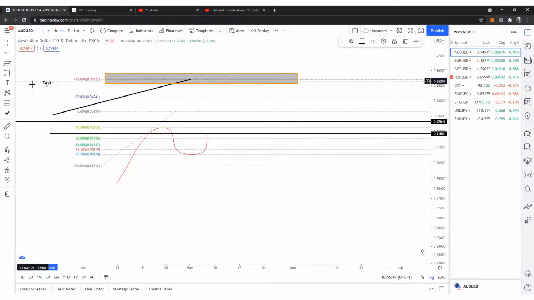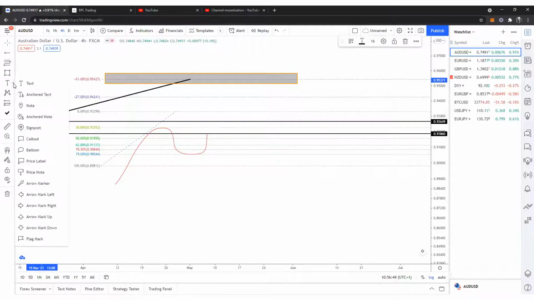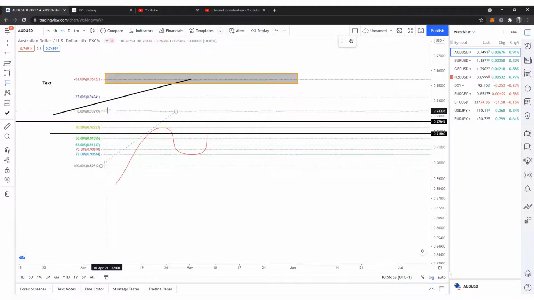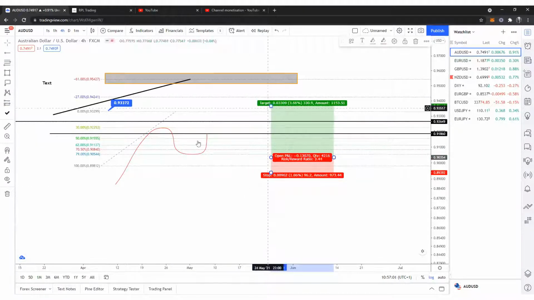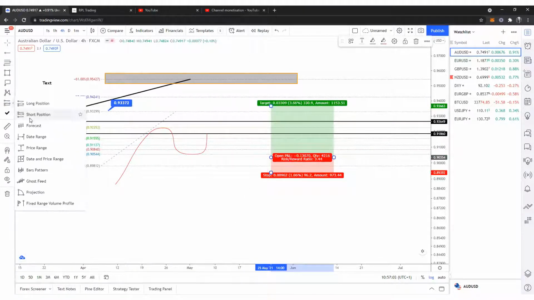Then we have the text, always good to identify and write on your charts as you're going along. Third, we look at price label here. Long position to work out risk to reward for buying.